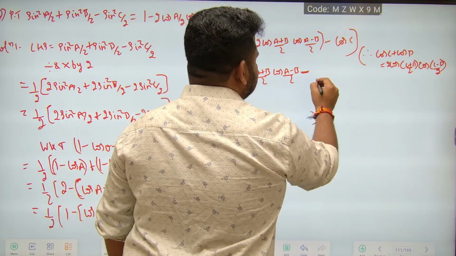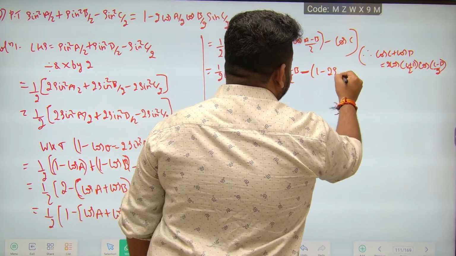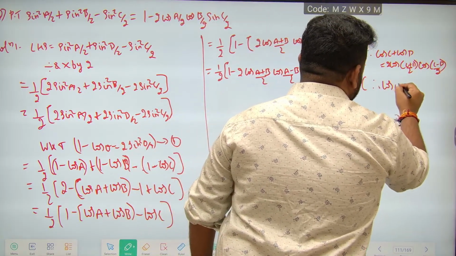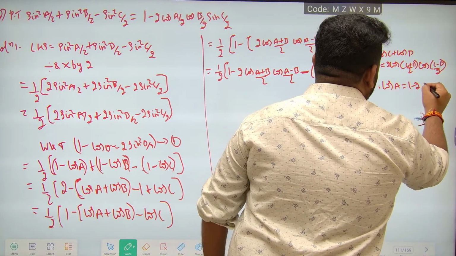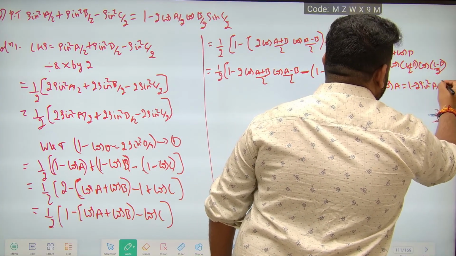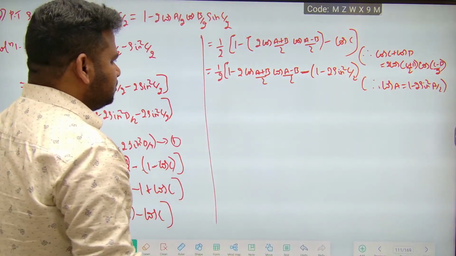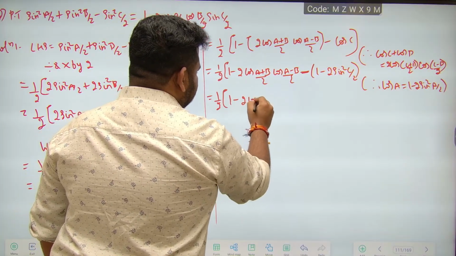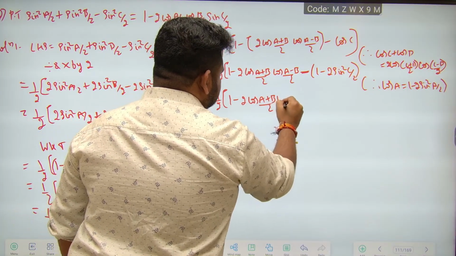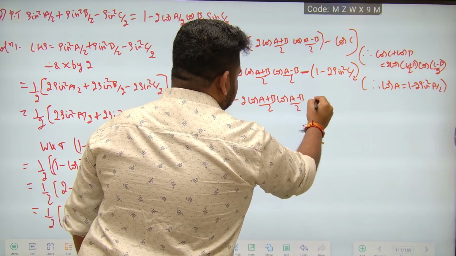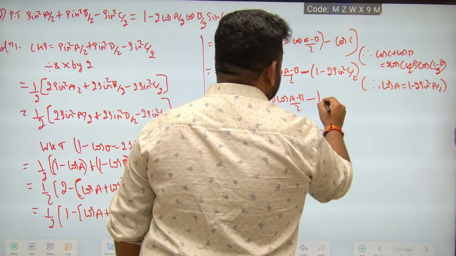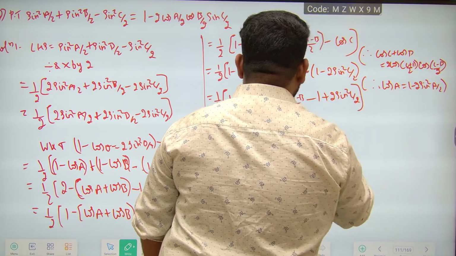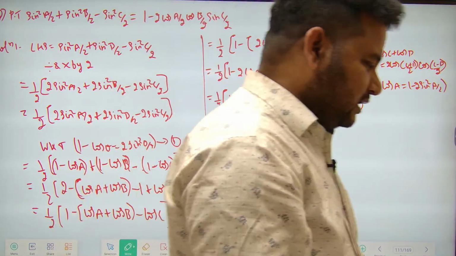Cos c can be written as 1 minus 2 sin square c by 2. That is the half angle formula. Therefore, cos a is equal to 1 minus 2 sin square a by 2. That is the half angle formula of cos, so in terms of sin I have written. So this will become half into 1 minus 2 cos (a plus b)/2 into cos (a minus b)/2 minus 1 plus 2 sin square c by 2 plus 2 sin square c by 2. This entire thing I will write like this.